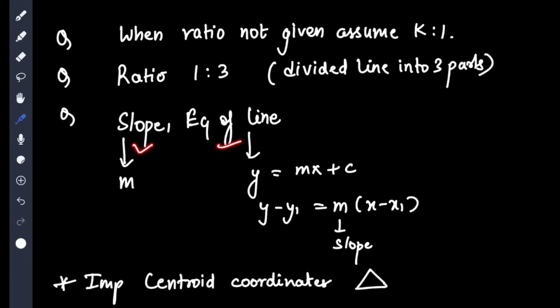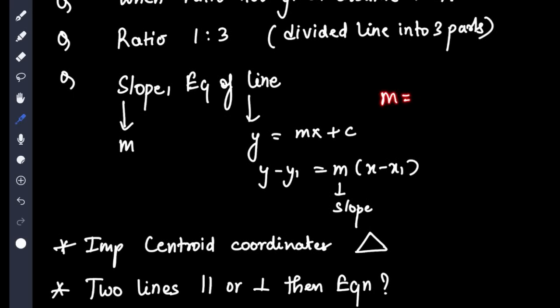Slope equation of line. See, slope is denoted by m, and equation of line is denoted by y equals to mx plus c. You can also write y minus y1 is equal to m times (x minus x1). Here m is the slope. Or if you have to calculate m, you will do this.